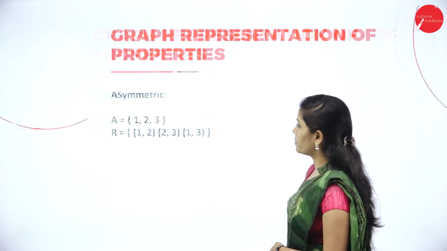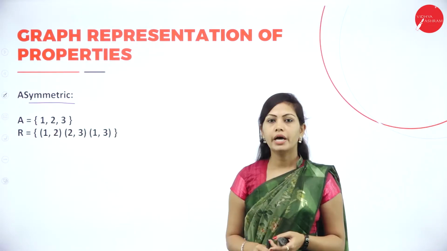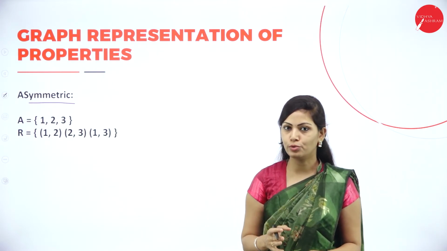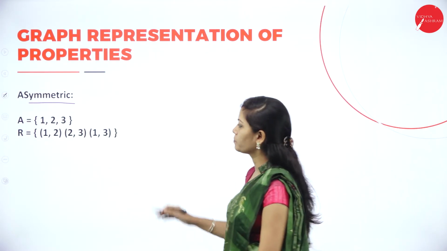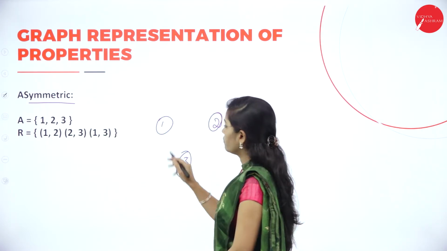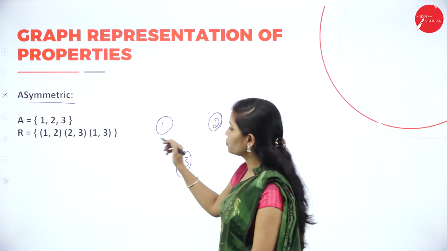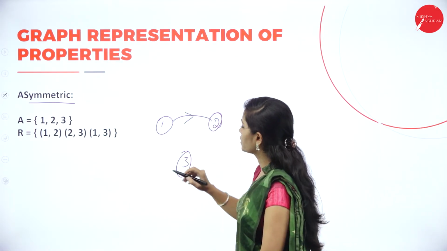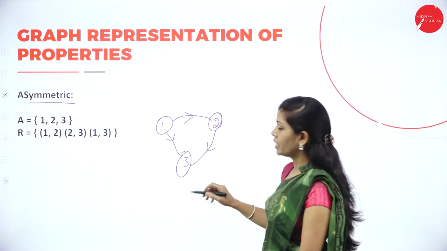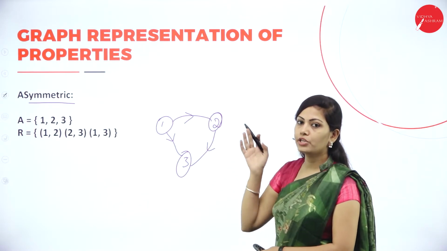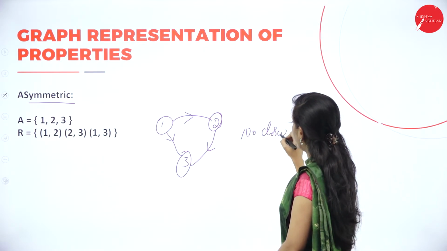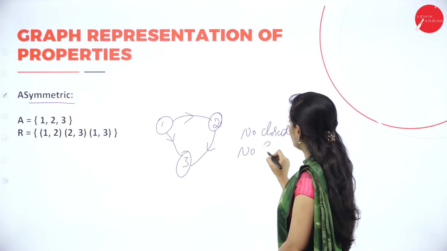And the next property is asymmetric. Asymmetric in the sense no closed loop and no self loop. Then we can call it asymmetric. So no closed loop and no self loop. We have 3 elements 1, 2, 3. 1 to 2, 2 to 3 and 1 to 3. There is no closed loop and no self loop.